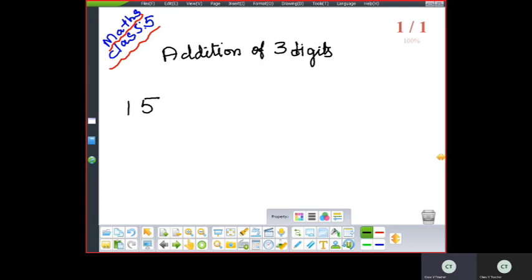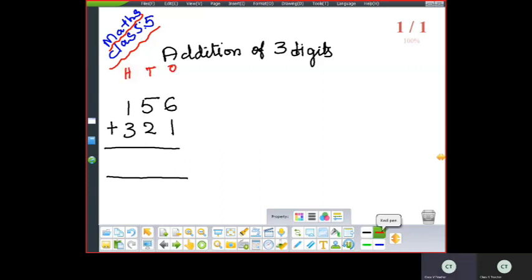156 plus... In addition, the two numbers which you take for addition, 2 or 3 numbers, any numbers you can add together. It doesn't matter whether the big number is there or the small number is there, because anyhow you are combining. But in subtraction, always the bigger number should be first. Okay? So 1, 10, 100. 3 places. Write one below the other, children, always.